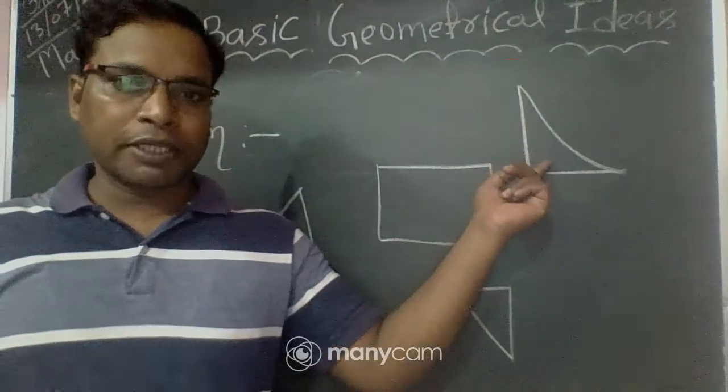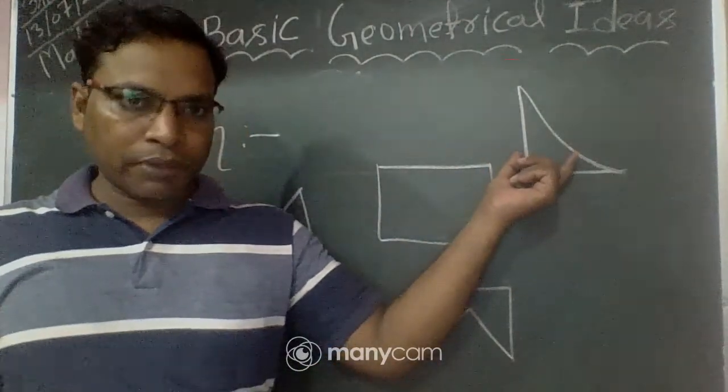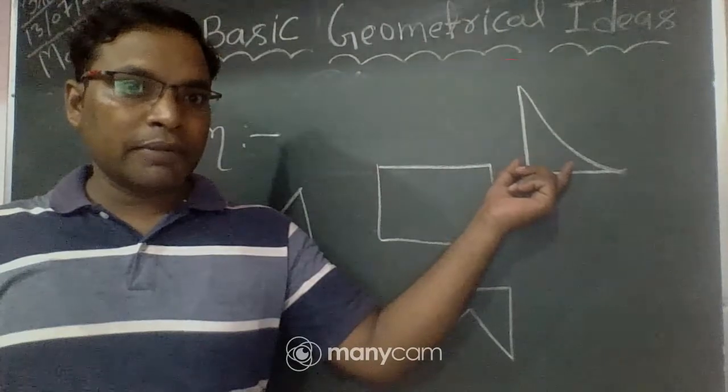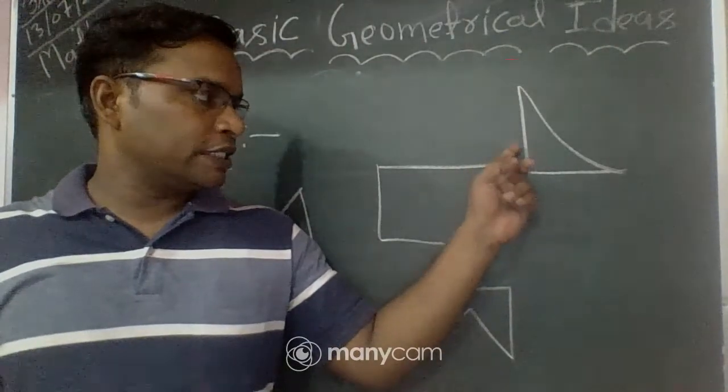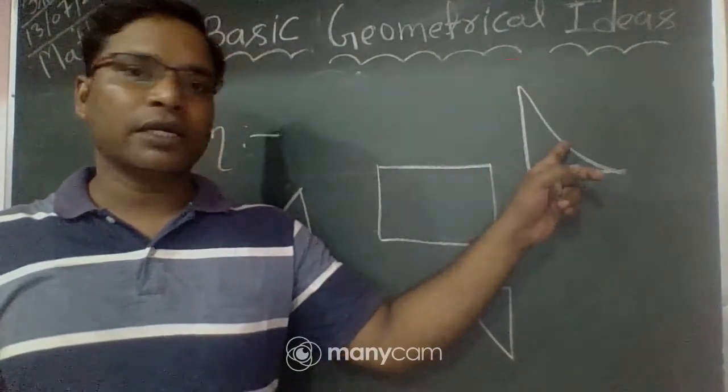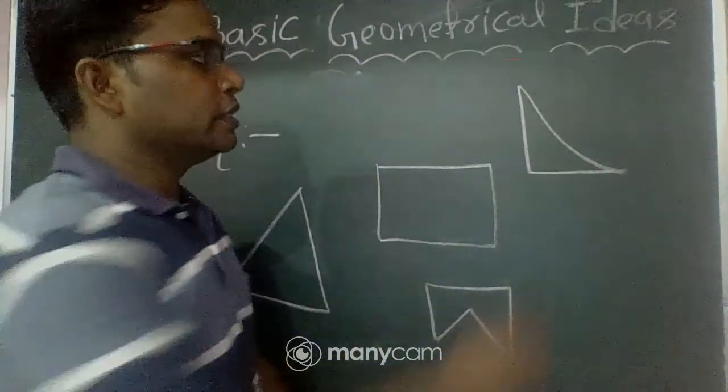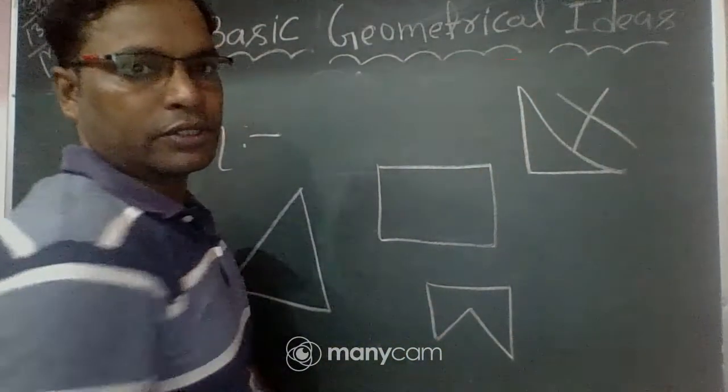No, this is not a polygon. Why? This is a simple closed curve, but it is not made by line segments. You can say this part is a line segment, and this is a line segment, but this is a curve. So this is not a polygon.